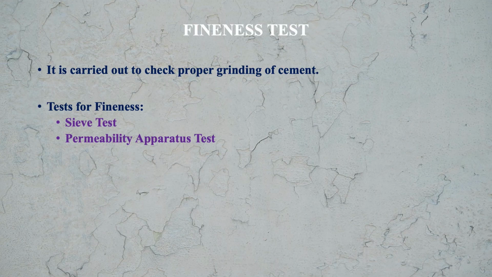Now, next is our fineness test that we do on the cement. Why do we do the fineness test? Fineness test is carried out to check proper grinding of cement basically. Now the tests to know the fineness are, first is sieve test, and second test that we do is permeability apparatus test. Here we will be discussing sieve test.